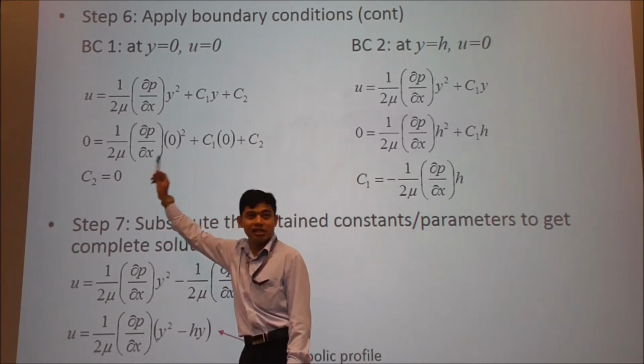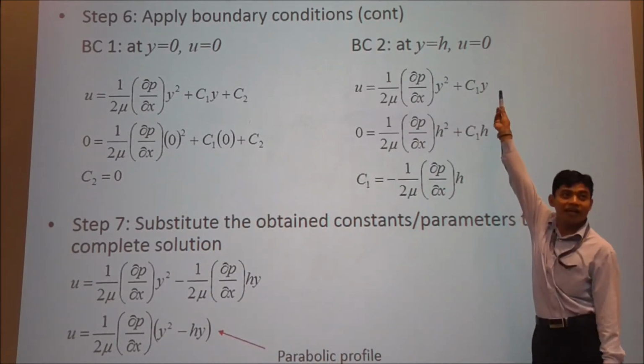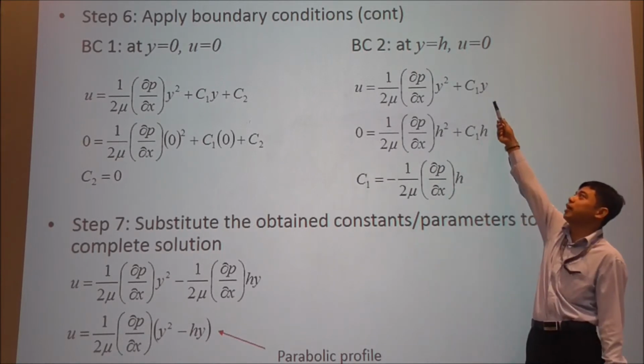Okay, now you don't have C2 anymore. You remove C2. That's why there is no C2 over here. You know why C2 is not there anymore? Because it is 0, so you don't have to put that.